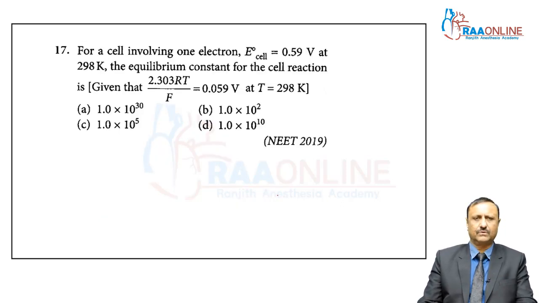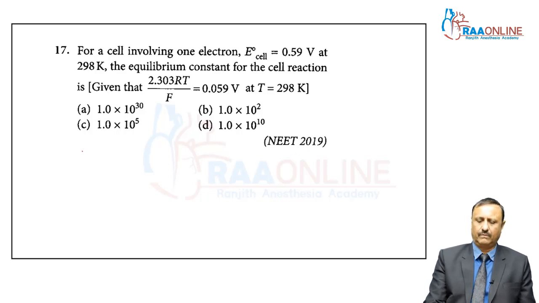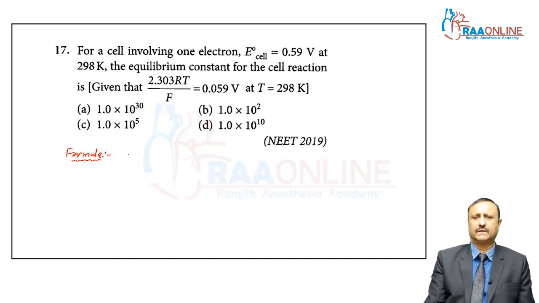Now my dear students, we can go to question number 17. For the cell involving 1 electron, E° cell is equal to 0.59 volt at 298 Kelvin. The equilibrium constant for the cell reaction is asked. This question was also asked in NEET 2019. What is the formula which is used? In this chapter, my dear students, you learn all the formulas. When you learn all the formulas, you can put in the values, convert the units, get the answer and succeed in the NEET exam.